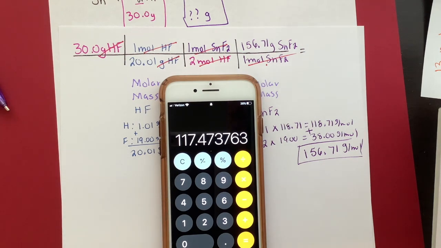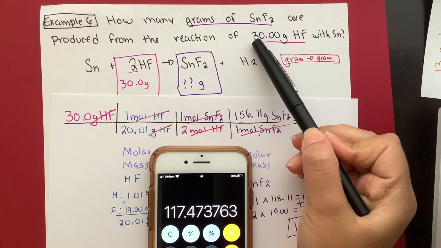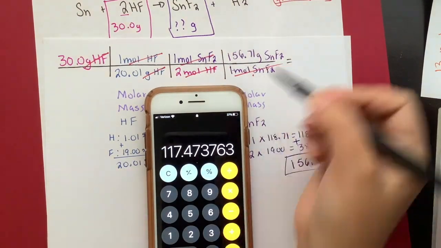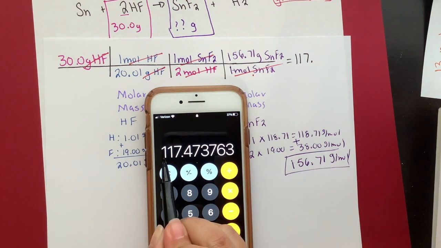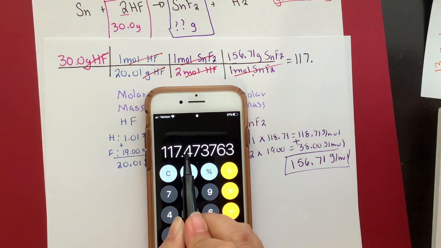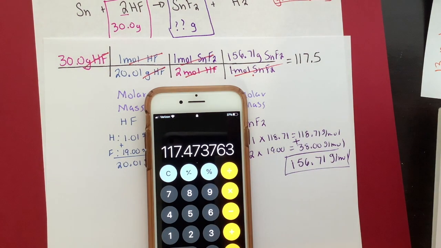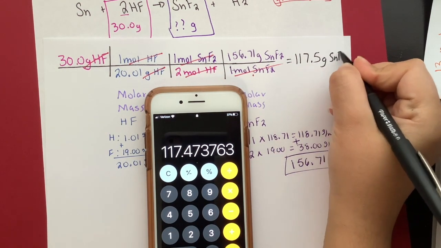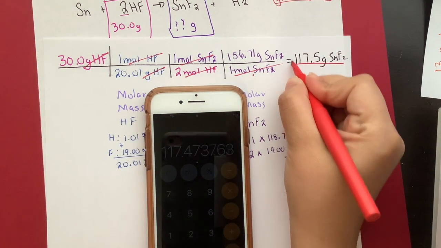117.473763. I am not going to write all of those numbers since my original number from the question had 4 sig figs. I'm going to round my answer to also have 4 sig figs. So I'm going to write 117 point, 1, 2, 3, 4. So I'm going to round this 4. Since 7 is bigger than 5, I'm going to round to 5. That's not my final answer. I need grams SnF2. Now that is my final answer, and I am done.